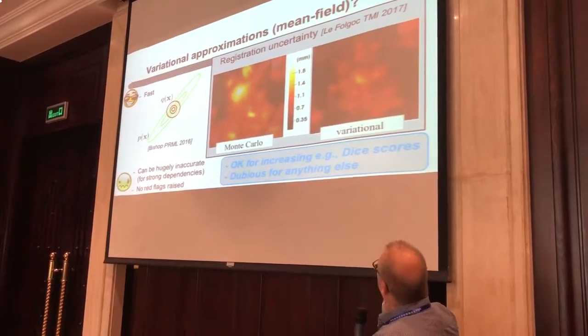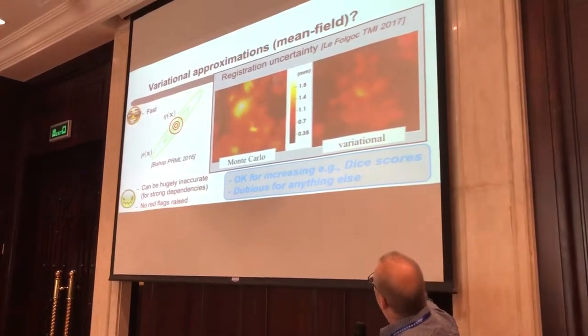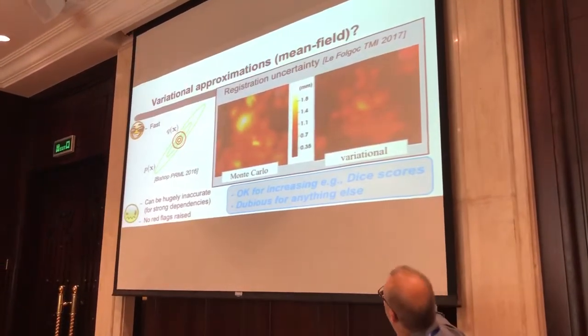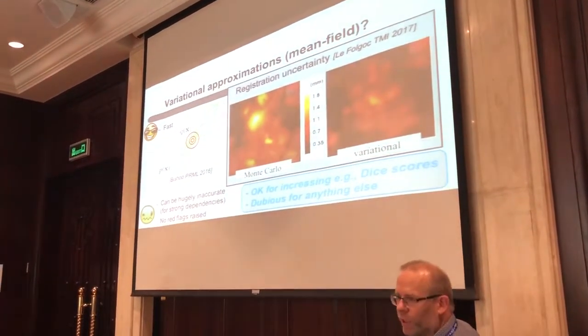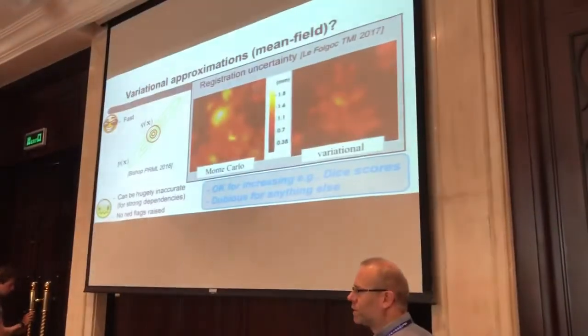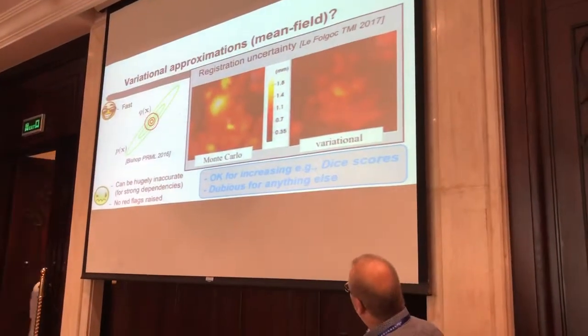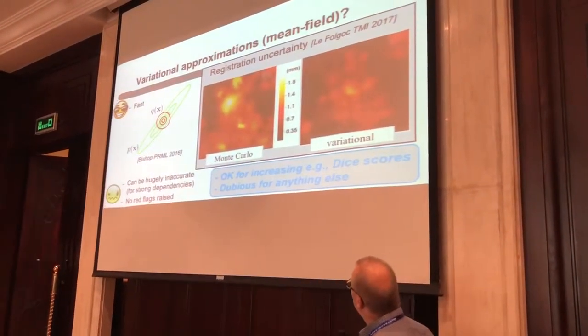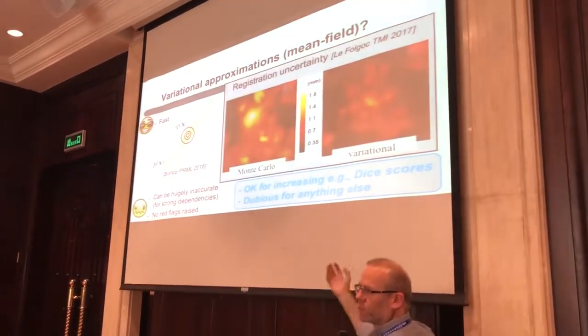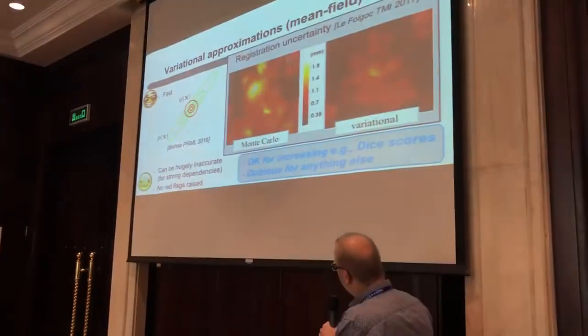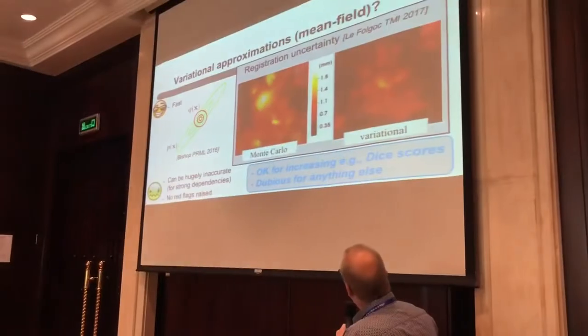So that's a problem. And here's an example. It was really nice when I saw this in a paper from India a few years ago. I couldn't say I was surprised, but I was really happy to see that they did this experiment. They had a registration problem, and they first published a variational version of uncertainty, the uncertainty on the registration. And then they had a Monte Carlo version.